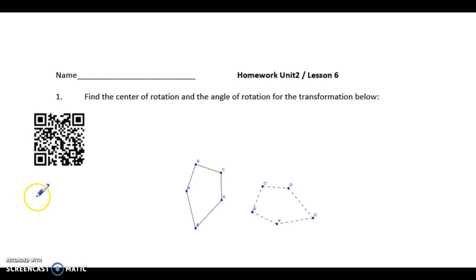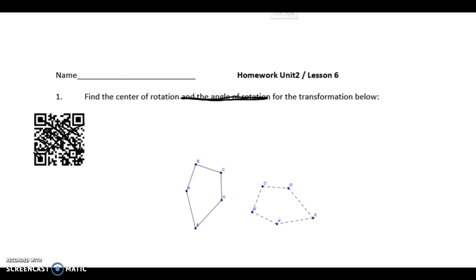We're ready to do homework Unit 2, Lesson 6. Again, this is an old QR code, so just ignore the fact that this is here for now. You should see a different one up in the right corner of your homework paper. So we are trying to find the center of rotation. We're not going to find the angle of rotation. That shouldn't say this on your paper. This is an old copy, sorry. For the transformation below, we're just trying to find the center of rotation.